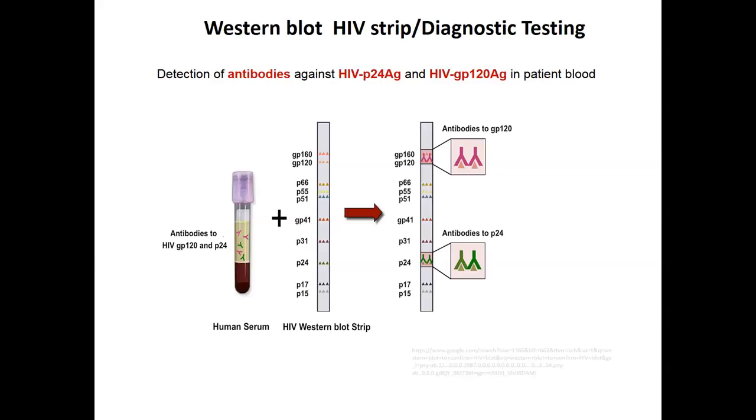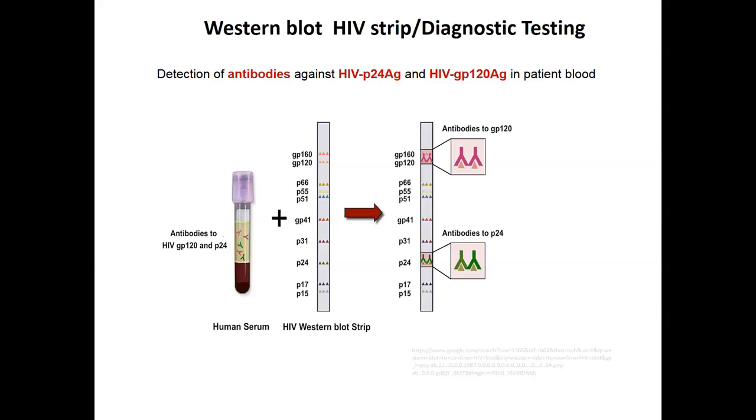In the first one, we were looking for the antigens in the sample. But in this case, we're looking for the antibodies from the sample. Everybody see the difference? Because if the person is infected, they will develop antibodies against the virus.